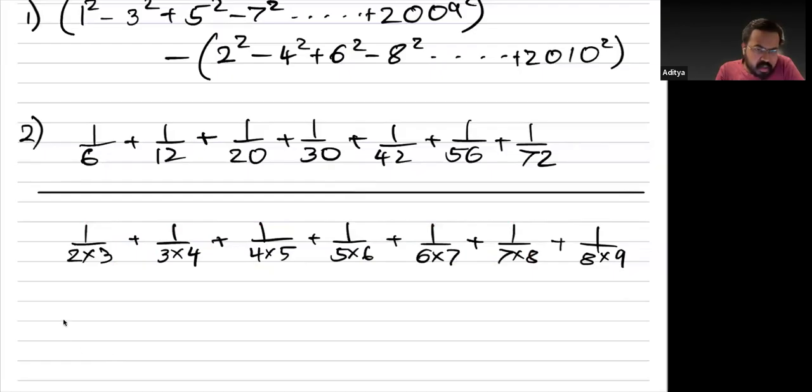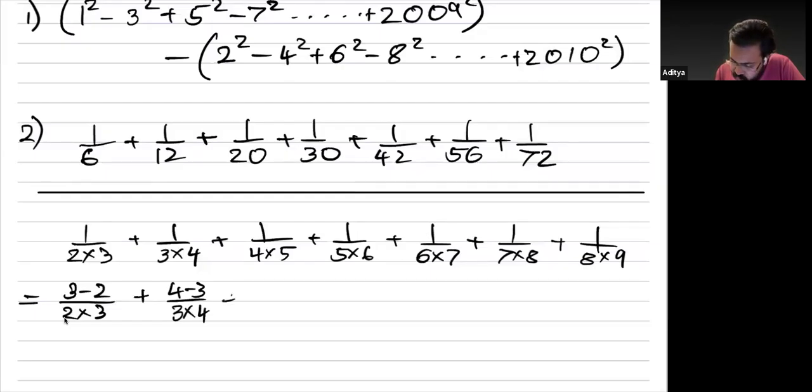Keshav, correct. What you can do is, you can see consecutive numbers in the denominator over here and a 1 in the numerator. Each term has that in common. So what we'll do instead is, we can write 3 minus 2 upon 2 times 3 plus 4 minus 3 upon 3 times 4 plus 5 minus 4 upon 4 times 5 plus and so on all the way up to the last term, 9 minus 8 upon 8 times 9.